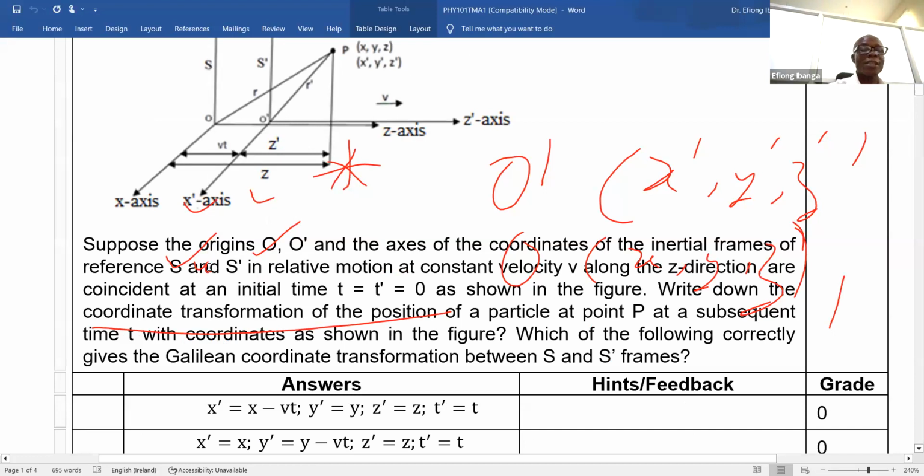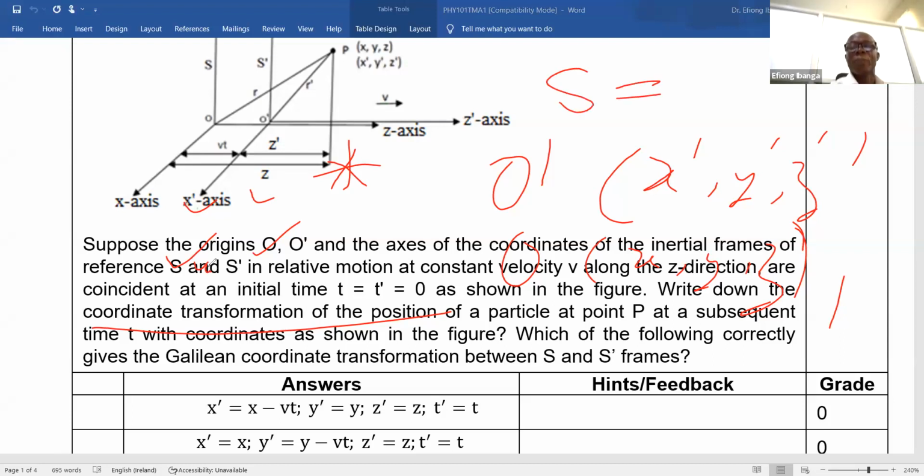First of all, notice that by the time my S prime frame has moved and traveled the distance, because you know that the distance S that it has traveled is going to be equal to velocity times time. That's why I'm putting it here, VT. Can you see it now? So it is at the time when this object has moved this distance that they are making the measurement.